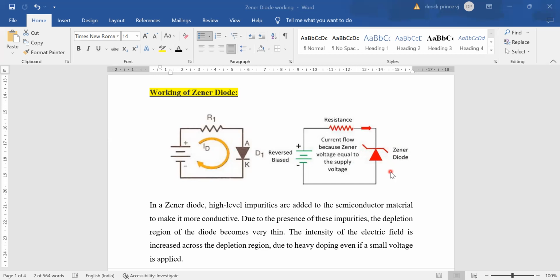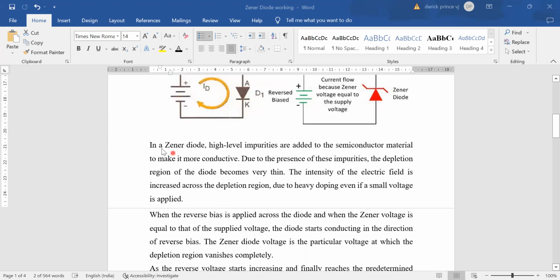But in a Zener diode, since it is heavily doped, there is a movement of electrons and the electric field intensity is increased. That is bigger, due to heavy doping. So after a certain voltage, which we call the Zener voltage, it makes a constant output of that voltage. So we can see from the notes which are given down below.